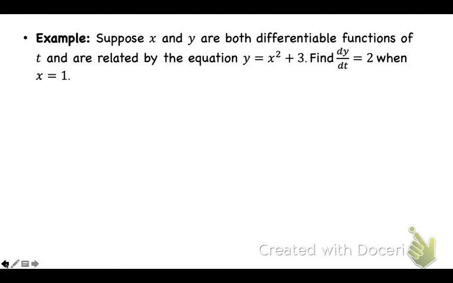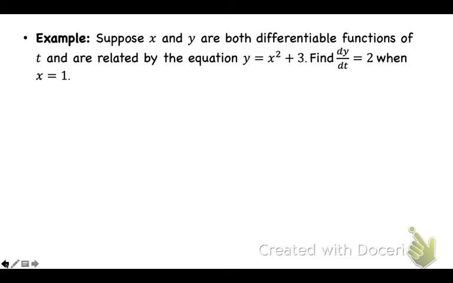None of that I understood. Okay, so we're going to start from the beginning here with just a basic problem without any scenario, not an application problem, just a computation. Suppose that x and y are both differentiable functions of t and are related by the equation y equals x squared plus 3. Find dy dt.